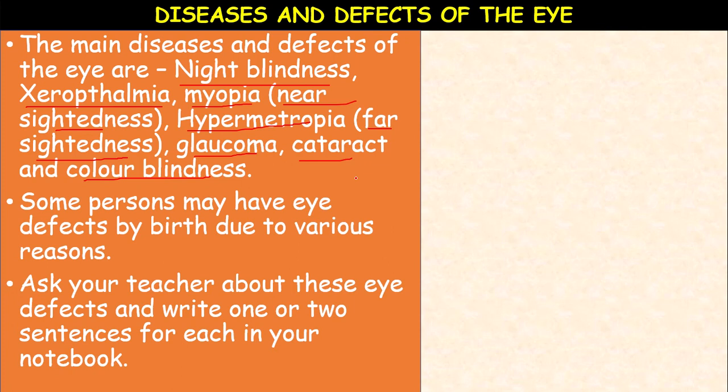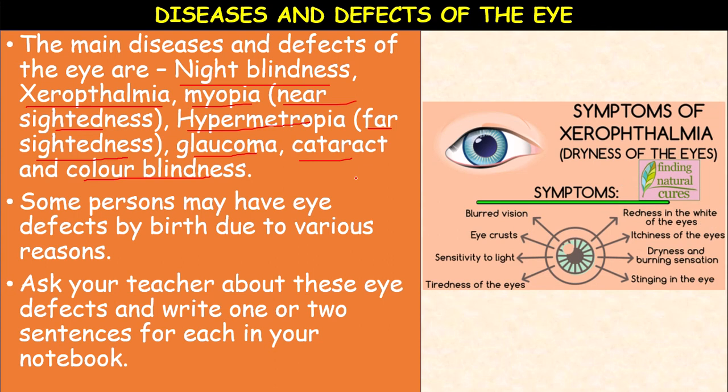Discuss in the class about these eye defects and write one or two sentences for each in your notebook. For example, night blindness. Night blindness is caused due to which one? Due to deficiency of vitamin A. Xerophthalmia is due to the malfunctioning of lacrimal glands. Myopia, short-sightedness or near-sightedness. Hypermetropia, far-sightedness or long-sightedness. Then glaucoma, it is due to the accumulation of sugar in the eye. Then cataract, formation of layer. Color blindness, genetic related.